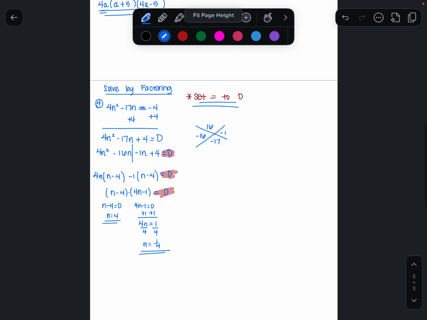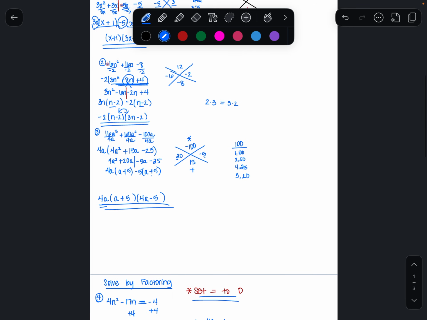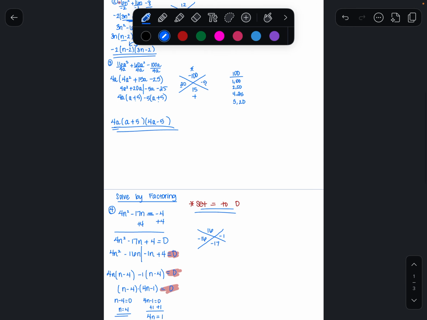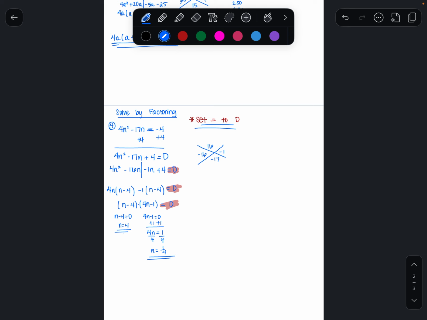Now notice how different that looks from these problems where we had actual factors as our answers. Here our answers are solutions to the variable, but we got those solutions through the method of factoring. Okay, that's it for this video.